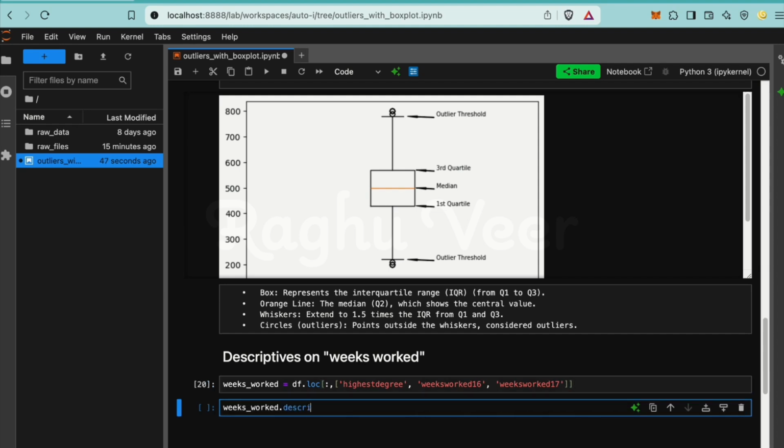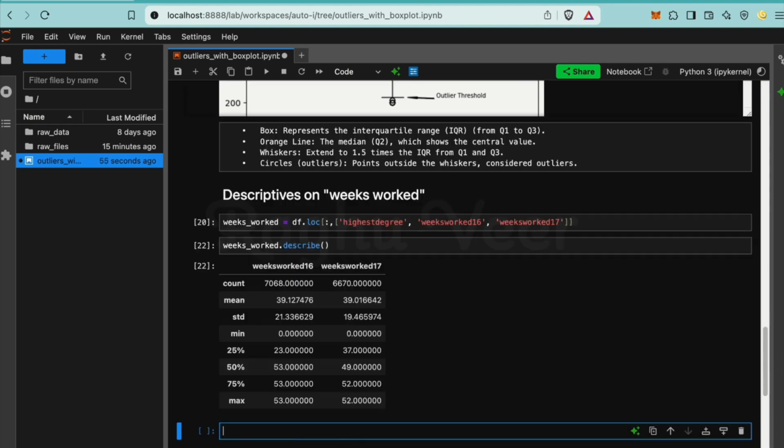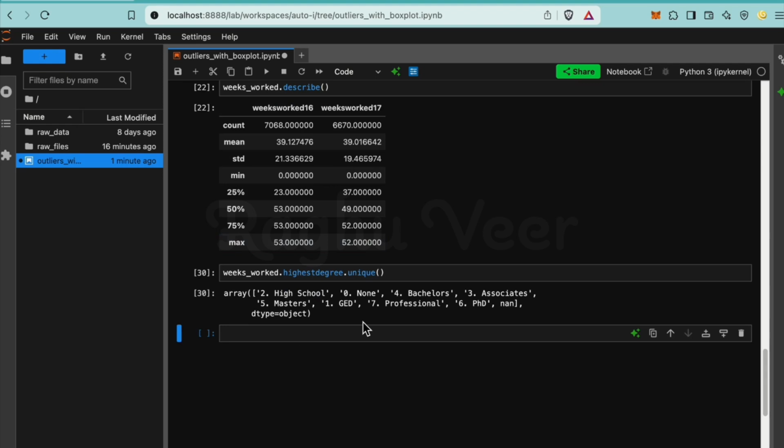Now to get the statistical information of this data, I'm using describe. We get only the data of weeks worked 16 and 17, because only these two are numerical data and statistical information is available only for numerical data. Highest degree is categorical data. That's why we don't have the statistical information for highest degree.